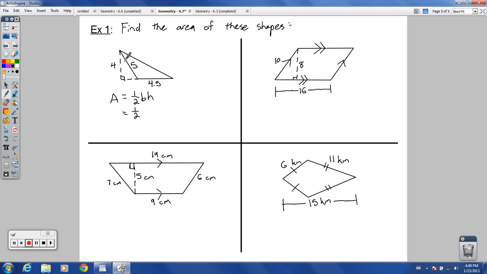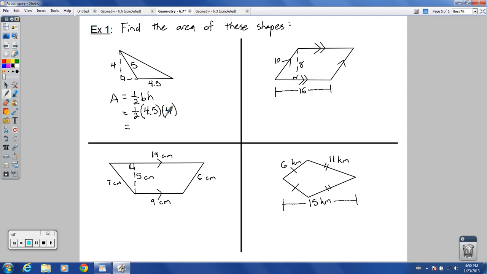Your base, are you going to use 5, 4.5, or 4? I would say we need to use the 4.5. And then my height is the perpendicular part to that base. This is the part of the triangle that I can look at. This is a possible base of the triangle, but with respect to that base, this would be the height. This would be perpendicular to that part. It's 4, straight up and down. So you'd have a 4 in for your height there.